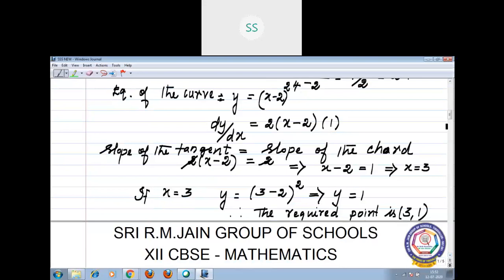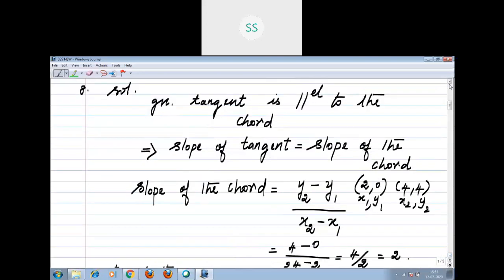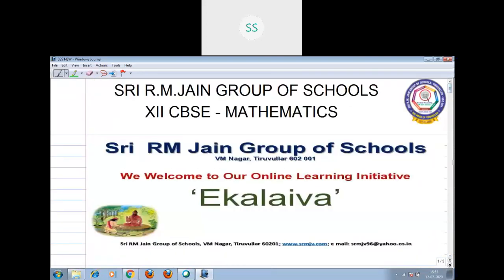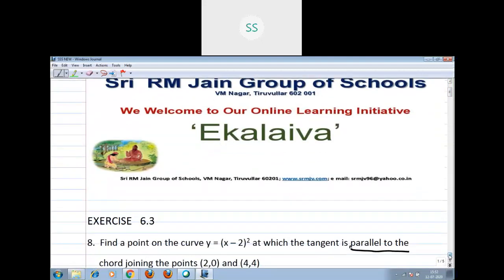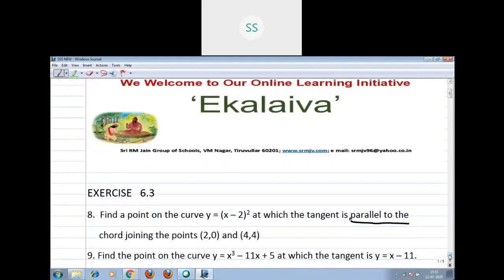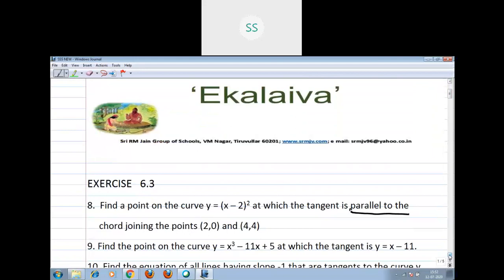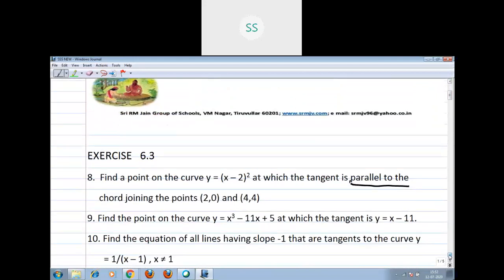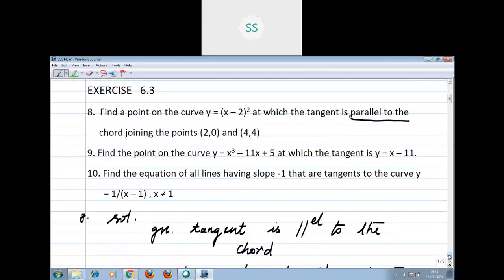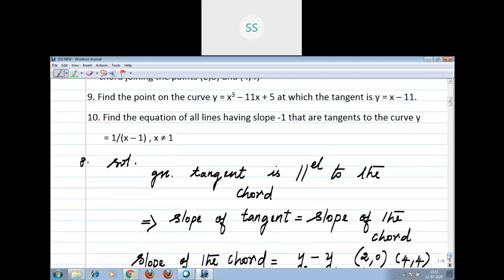Now we'll pass on to the next question. Question number 9. Find the point on the curve y is equal to x cube minus 11x plus 5, at which the tangent is y is equal to x minus 11. Here the question is indirect. You should understand it first, right? The question is indirect.